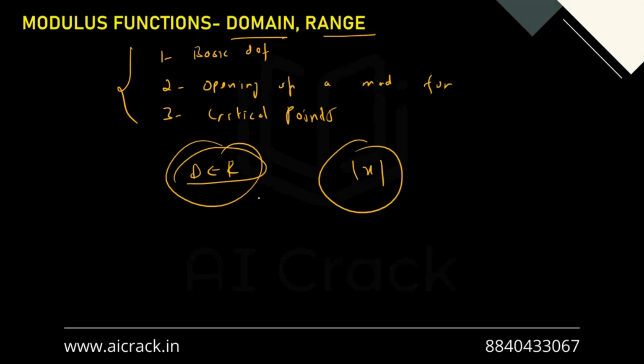Okay, now what about range? Now we know that modulus x is either 0 or positive, right? Only this one, either 0 or positive. It cannot be negative. So its range is 0 to infinity, and the square bracket at 0. Okay, so this is our range, and this is our domain. So we have studied these 5 points as of now.